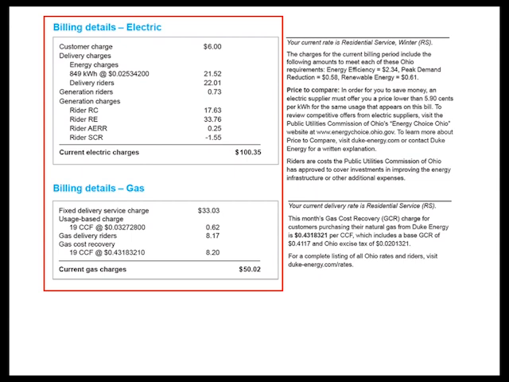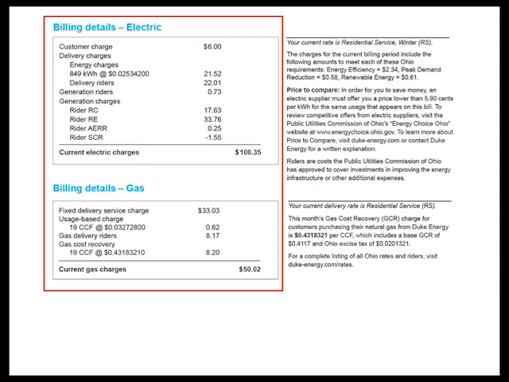Below the fixed charges will be the distribution charges, which are based on the amount of natural gas or electricity that Duke Energy delivered to your home. In the sample bill, the customer used 849 kilowatt hours of electricity and the distribution fee was 2.53 cents per kilowatt hour. The next item listed are any riders set by the Public Utility Commission of Ohio.